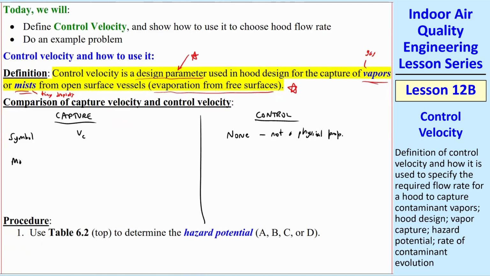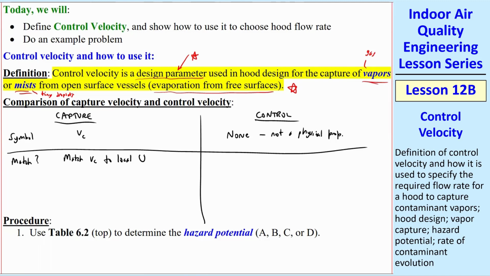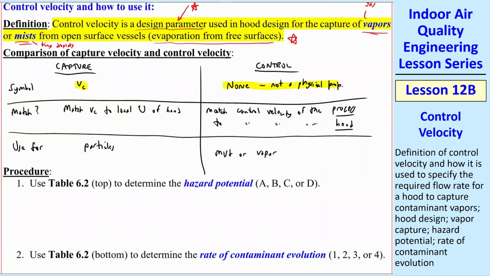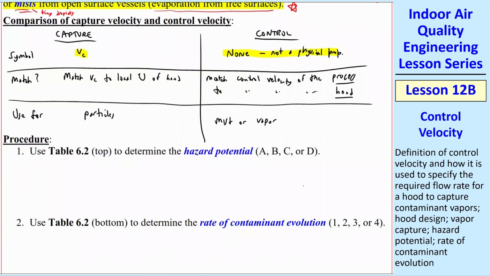What do you match? You match V sub c, capture velocity, when we're talking about particles, to the local U of the hood. Whereas with control velocity, you match the control velocity of the process to the control velocity of the hood. And then we use capture velocity for particles and control velocity for mist or vapor. So let me go through the procedure and then I'll do an example because you'll learn best by example.